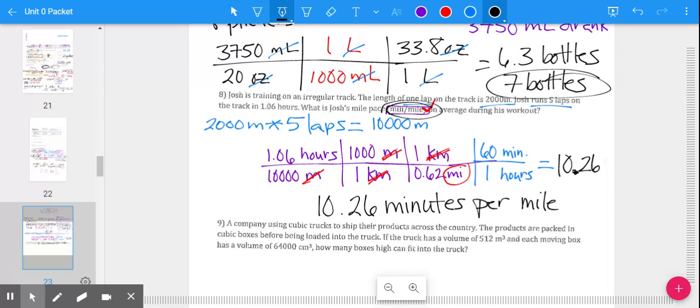All right, so the last one is one that I want you guys trying, and then you can check your answer on the answer key on Canvas.